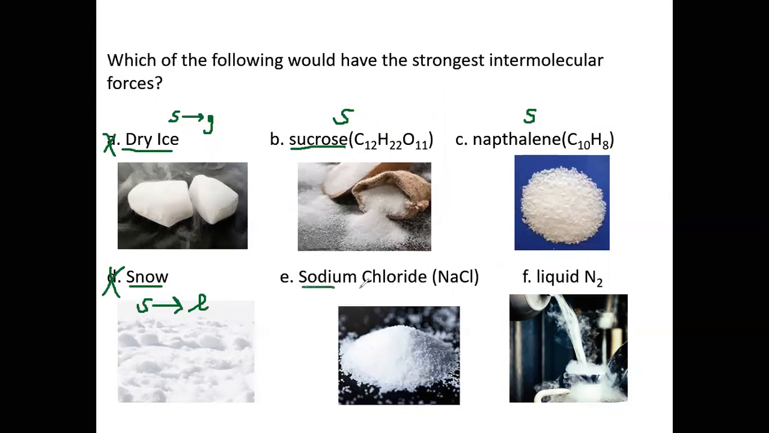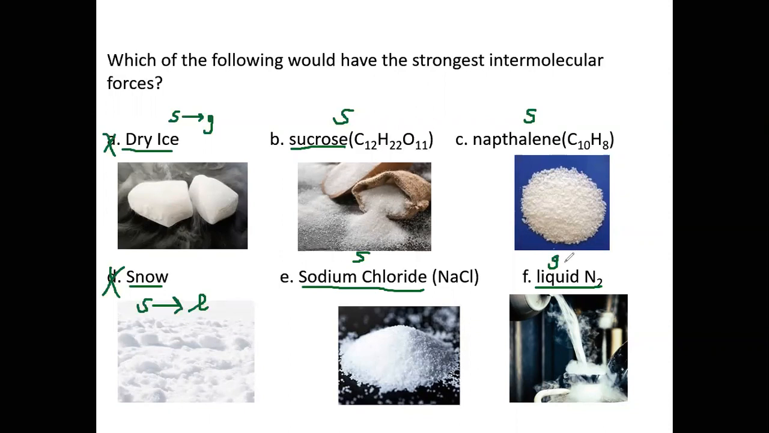Then we have sodium chloride. Sodium chloride is a solid at room temperature. Liquid N2. If you've ever had the chance to mess with some liquid nitrogen, what you'll notice is that as soon as you pour it out of its container, it immediately vaporizes. So at room temperature, nitrogen is a gas, because the attractive forces are so weak that to be a liquid it has to be at a very cold temperature. When you pour it out at room temperature, it automatically vaporizes.